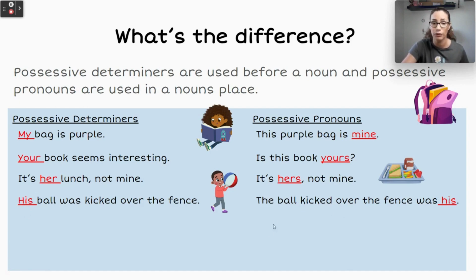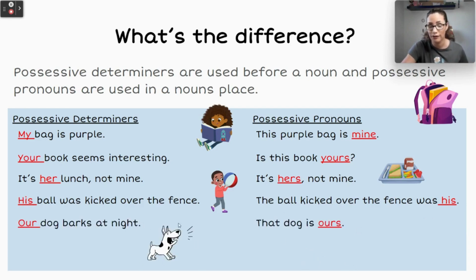Now, if I was going to use a possessive pronoun, I would say, the ball kicked over the fence was his. Was his. The ball kicked over the fence was his. Okay, the ball kicked over the fence was his.